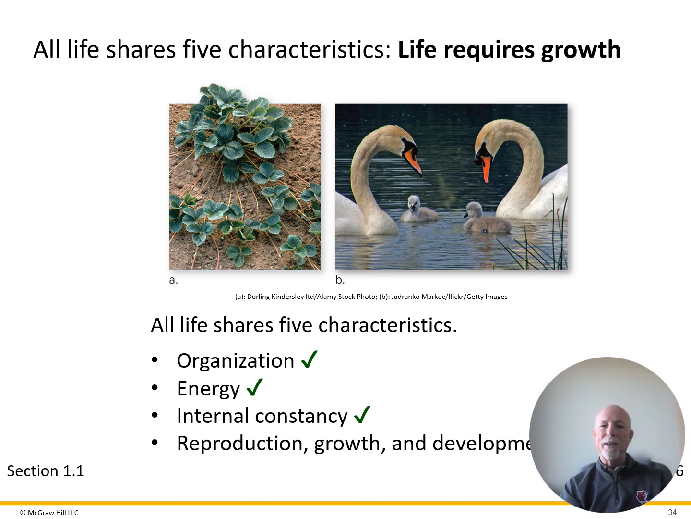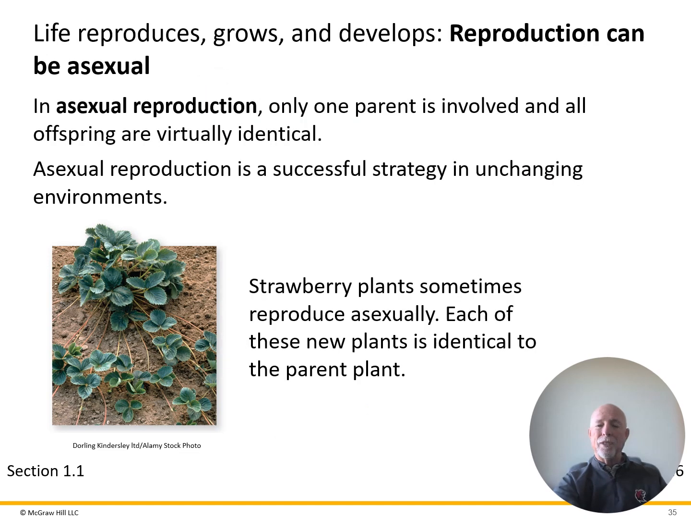And then another of these 5 characteristics is reproduction, growth, and development. All living things reproduce. All living things grow. All living things develop. This is one of those 5 classic characteristics. Now, we can reproduce as organisms. We can reproduce asexually. That means there's no transfer of sperm and egg. There's no use of gametes or sperm and egg. Asexual reproduction is only a single parent involved.